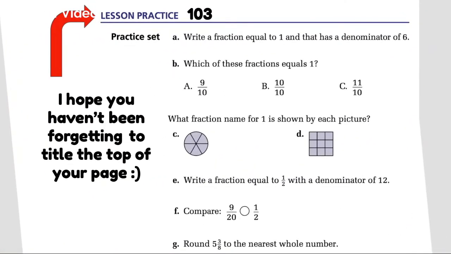Looking at letter B, which of these fractions equals 1? Well, 9/10 is not the same in the denominator and the numerator's part. So that can't equal 1. 10/10, I have the same numerator, same denominator. That equals 1. 11/10, well, that's that improper fraction again. The 11 is actually bigger than the 10, so it can't be equal to 1. It's actually bigger or greater than 1.